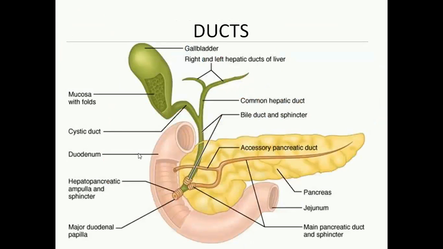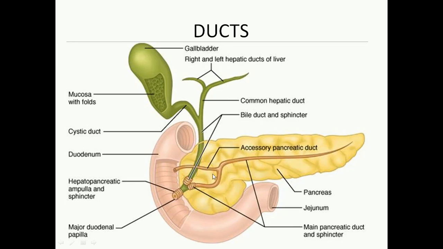Coming to the ducts, the passages through which the secretions pass. This green structure here is the gallbladder. The right hepatic duct and the left hepatic duct join together to form the common hepatic duct, which joins with the cystic duct to form the common bile duct. Here, the common bile duct opens into the major duodenal papilla along with the major pancreatic duct.